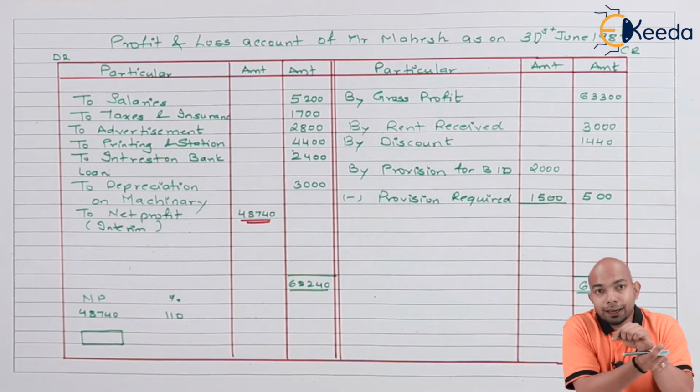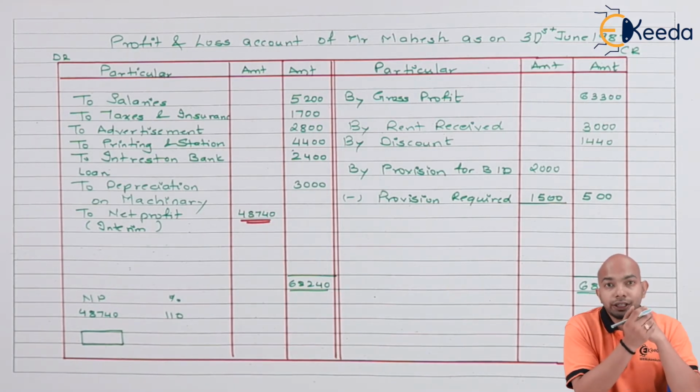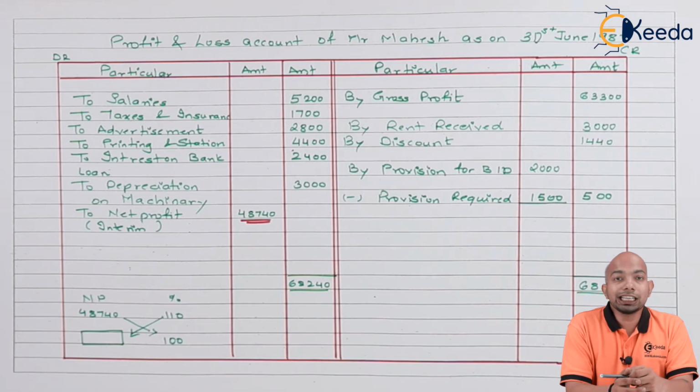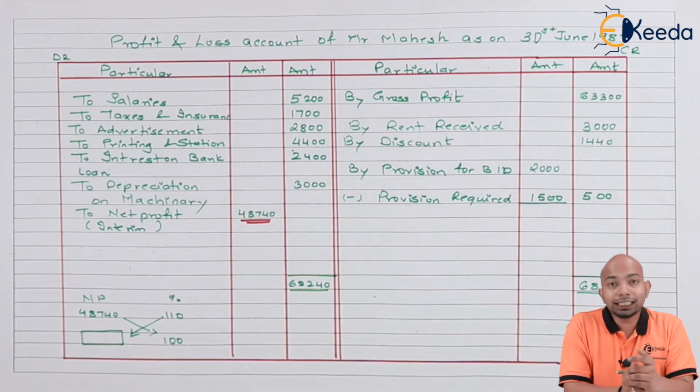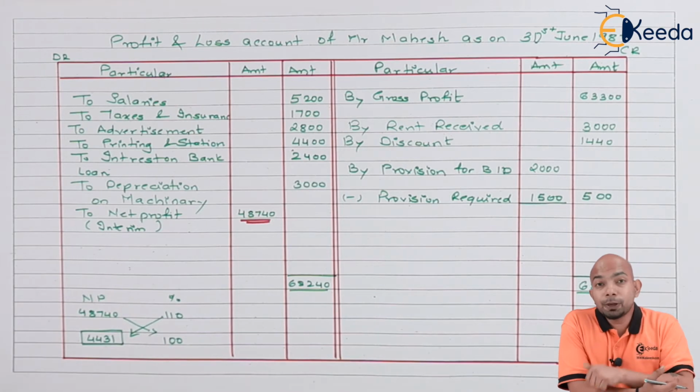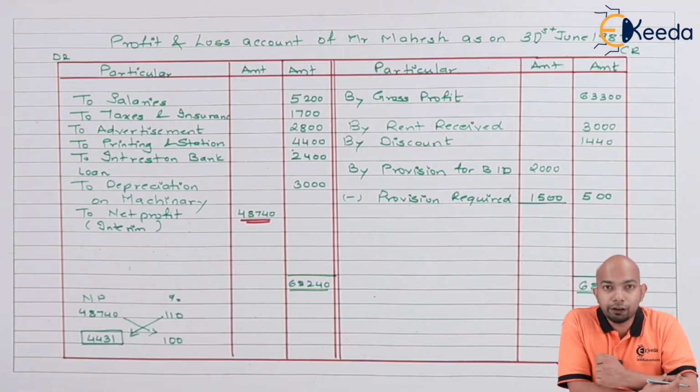So if this is 110%, how much is 100% here? It's a simple cross multiplication that you have to do, which will give you the exact amount of the manager's commission being a part of this. So if you cross multiply and divide, you will get an amount here. That means 48,740 into 100 divided by 110. Let's calculate it. That gives you a total of 44,309.09, and the commission is 4,430.90, rounded off to the nearest one is 4,431. So this much amount is the manager's commission that was included in 48,740.